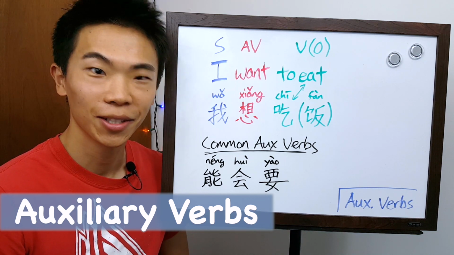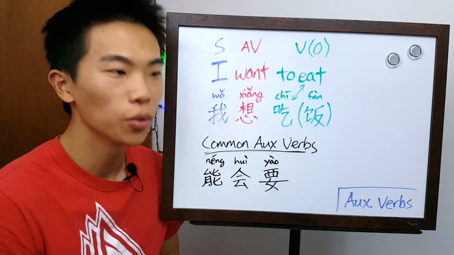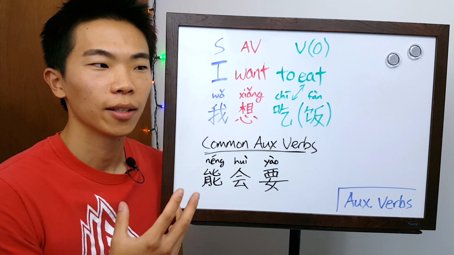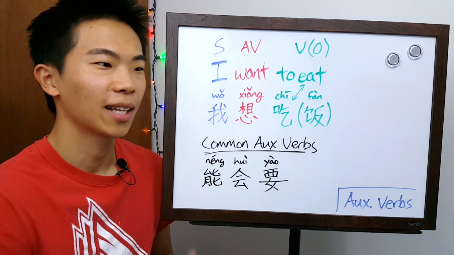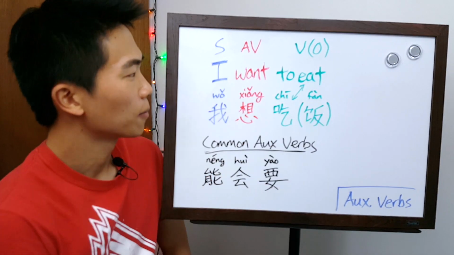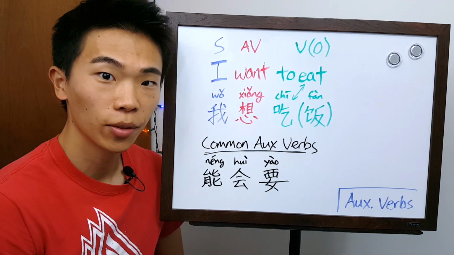So the third point of this video is auxiliary verbs. Now, what are auxiliary verbs? They're basically whenever you want to say, I want to do something, where your object includes a verb, your main verb kind of becomes the object, and the auxiliary verb kind of acts as your main verb. So like, I want to eat. Right? Eat is your verb, and want is your auxiliary verb.